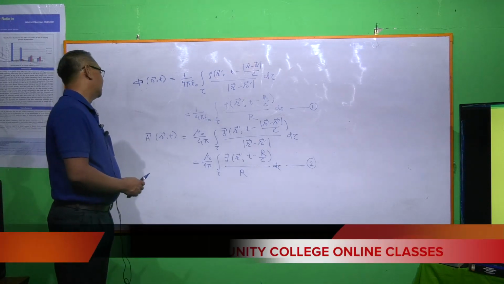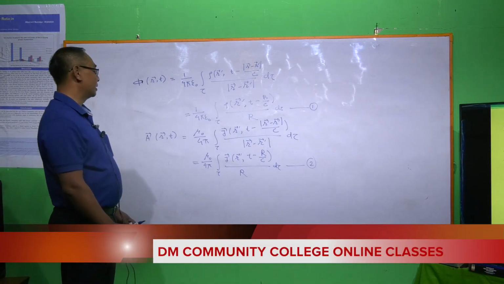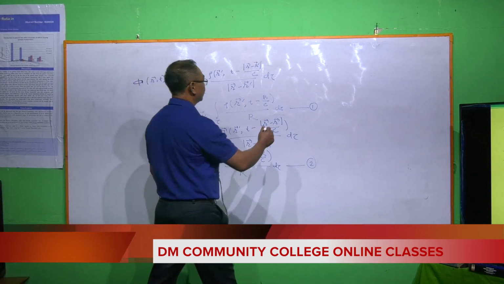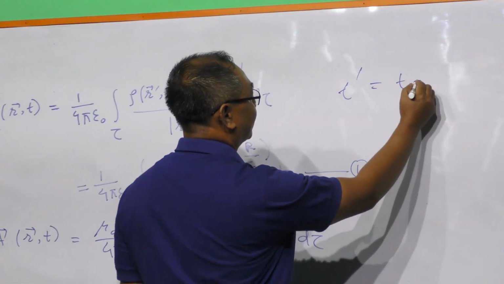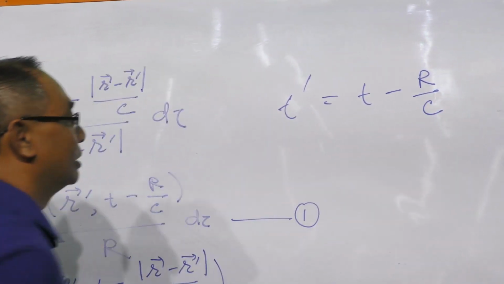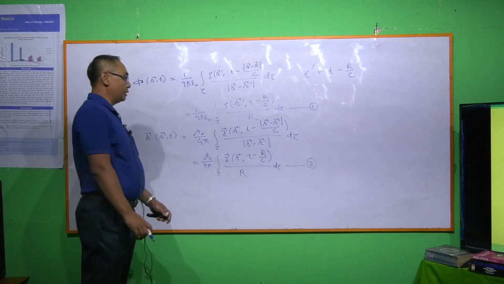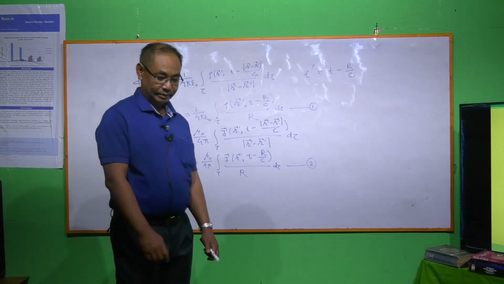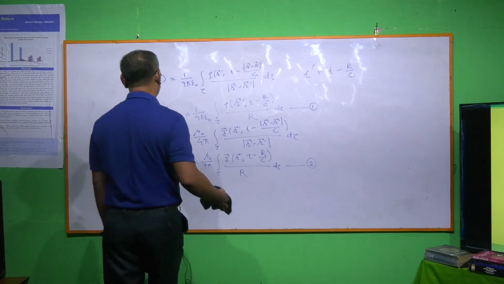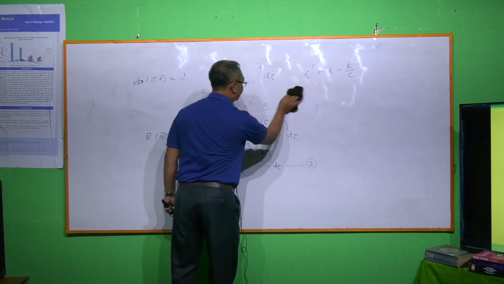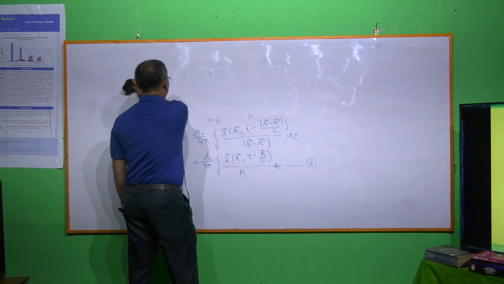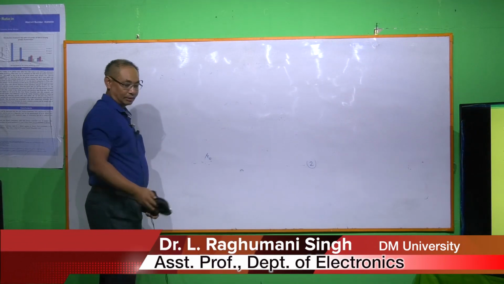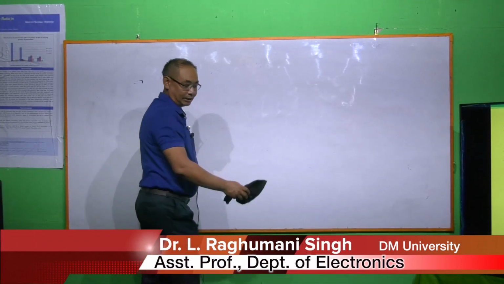However, it is very difficult to evaluate these two integrals because the time t' = t - r/c is not fixed, and hence the volume of integration also. So in order to remove this difficulty while evaluating these integrals, we have to apply one-dimensional Dirac delta functions.